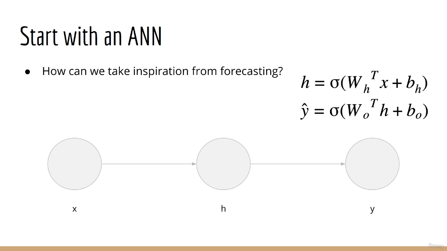Here's the idea. We can take inspiration from forecasting. We know that to predict the next value, past values are useful. But what if we apply this to the hidden feature vectors? So let's take an ANN, where the hidden feature vector is calculated from the input vector. The output is then calculated from the hidden vector.